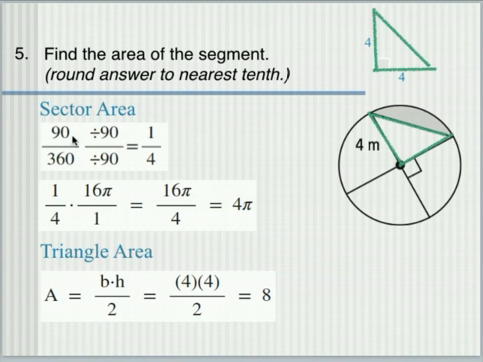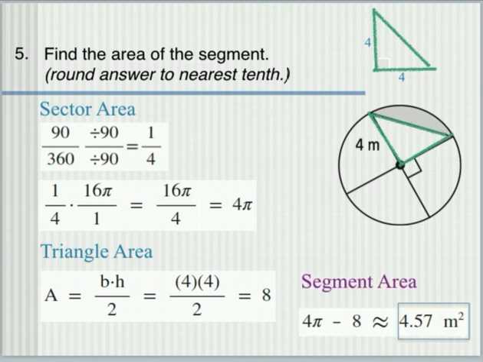Step 3 is to take the sector area and subtract the triangle area to find the area left over at the edge of the sector, that little pie crust section. Put that in a calculator, and you're going to get around 4.57 square meters for the segment area. Quick note, because you're doing 4 pi minus 8, and they're not like terms, you're going to do 4 times 3.14, or even better, 4 times the pi button on your calculator, and then minus 8.